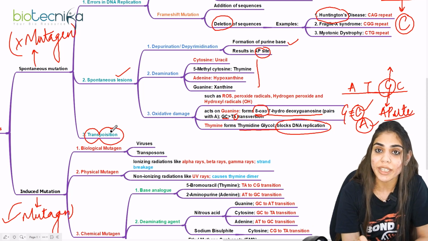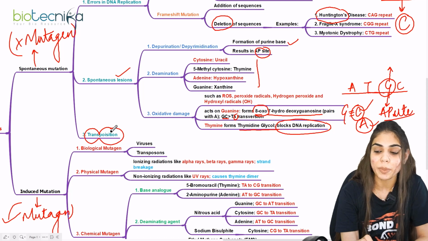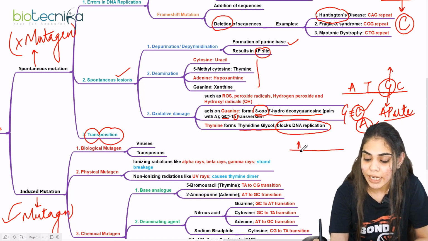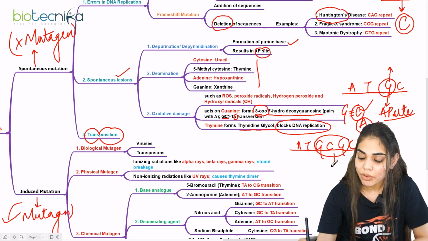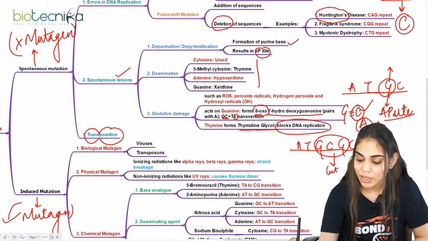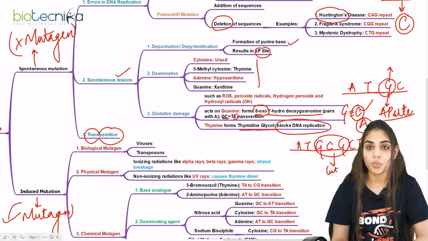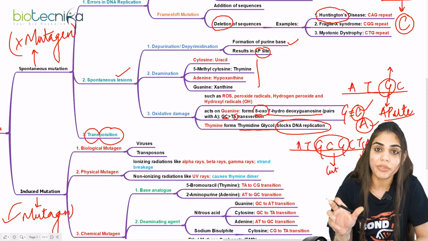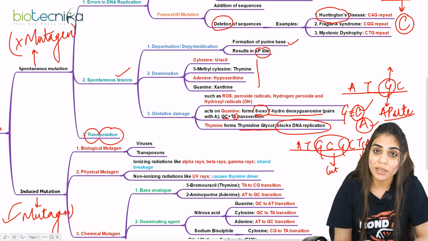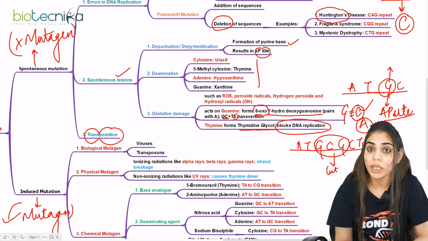Now this transposition can be a cut-paste mechanism or a copy-paste mechanism. So suppose this is A, T, G, C, G, C, T, A. Suppose these sequences are shifted from here, so they will be cut from here and pasted in a new position. Suppose they are pasted here. This is called the cut-paste mechanism, and this is further going to change the open reading frame and the amino acid sequence and ultimately the protein expression, and a different protein will be formed that will be non-functional.